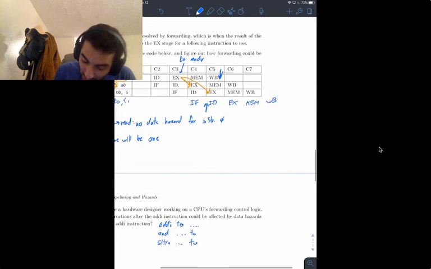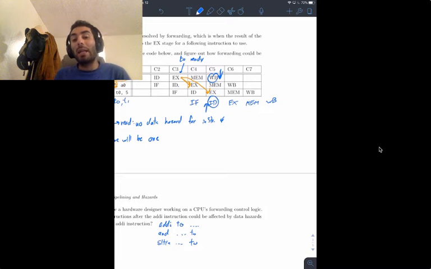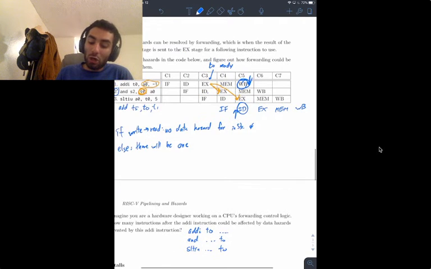If these two are aligned, WB and this ID stage right here, it all depends on which one is happening first. Am I reading from T0 first, or am I writing to T0 first? If I'm reading from T0 first, then the correct value will not be written back yet. So therefore, it will still be a data hazard. However, if double pumping is enabled, if the write occurs before the read, if write then read, then there will no longer be a data hazard.